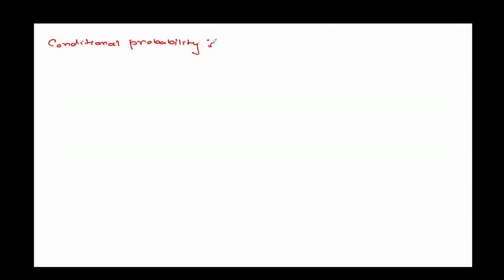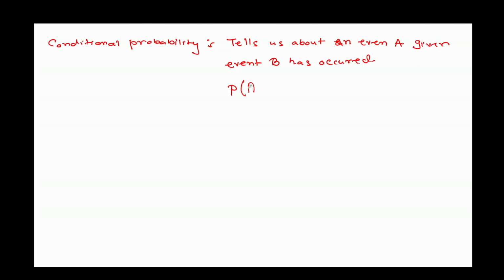Okay. So, this basically tells us about an event A given event B has occurred, and this we denote as probability of A given B. Okay.